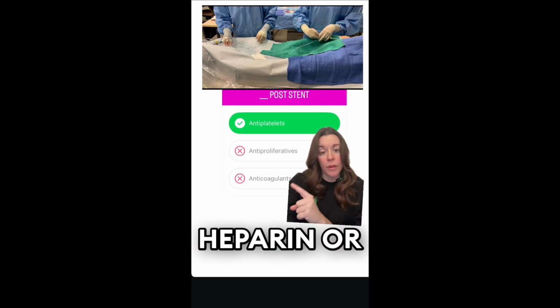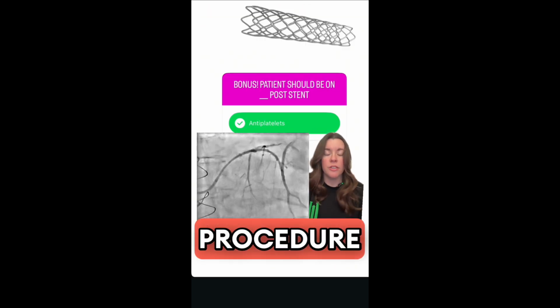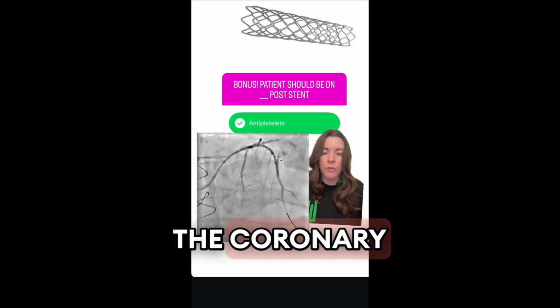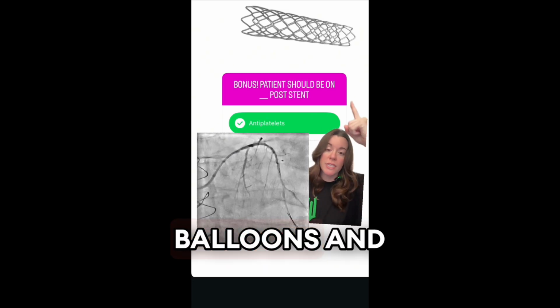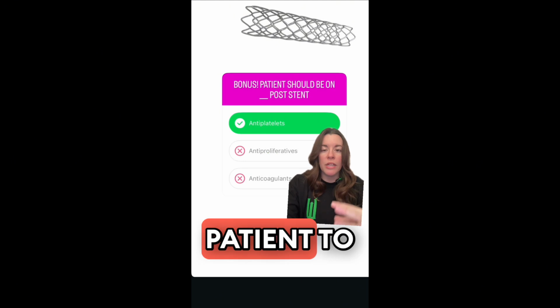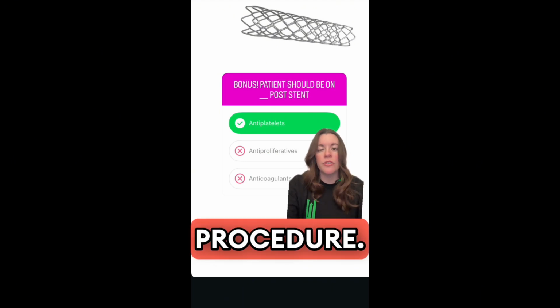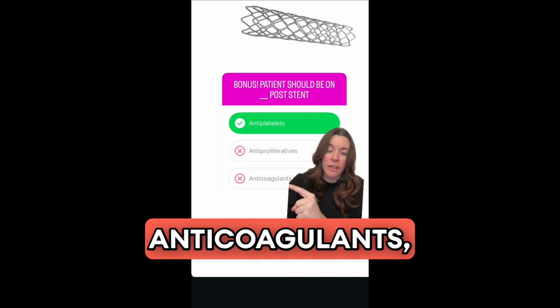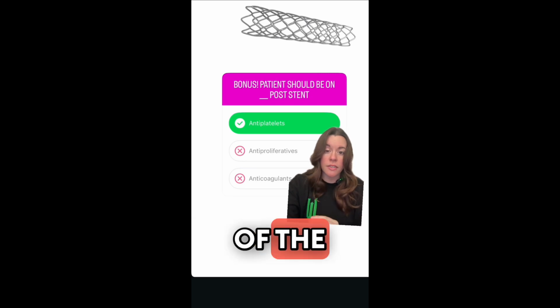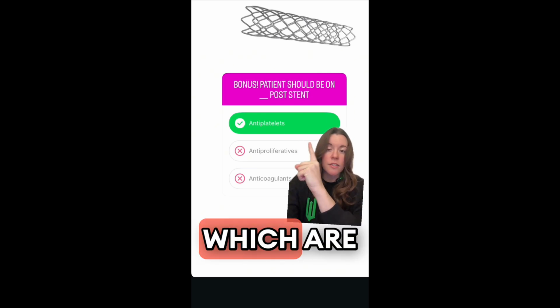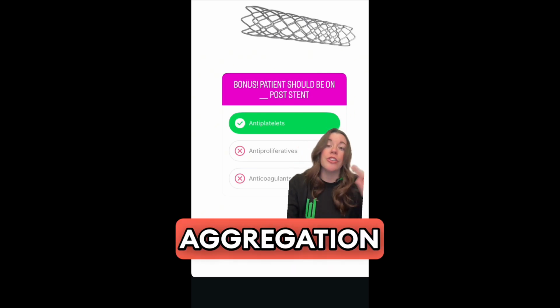We give heparin or Angiomax during the procedure while we are intervening inside of the coronary artery because we're putting wires, balloons, and stents down, and we don't want the patient to coagulate during the procedure. So we will put them on anticoagulants, which is stronger in the process of the clotting cascade than the antiplatelets, which are just preventing the platelet aggregation afterwards.